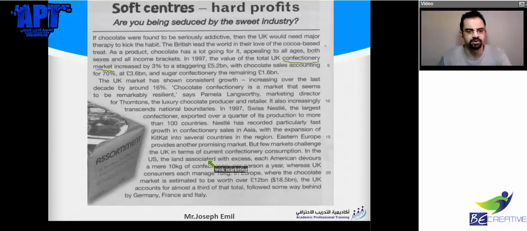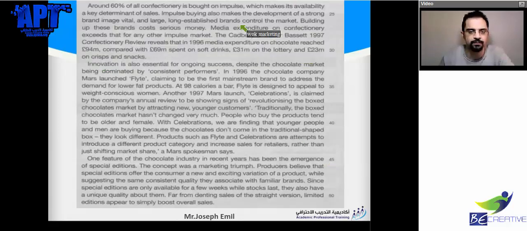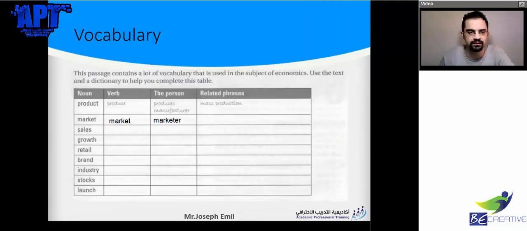So that's the confectionery market. There are, of course, other types of market. The European market, maybe. In Europe, the market is estimated to be worth over, maybe, market growth. There are lots of phrases that have market in them. Let's take a look at the next phrase. So maybe market growth. All right. Market growth. What about sales?